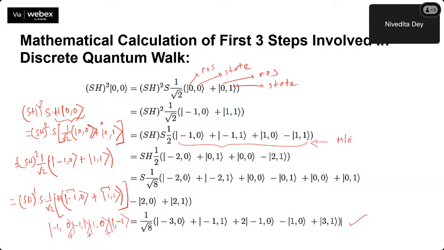Because Hadamard on 0 will give you ket 0 plus ket 1 by root 2, and Hadamard on 1 will give you ket 0 minus ket 1 by root 2. I hope it is clear now that with respect to position, I'm just writing. But because the first bit is for position and the second bit is for the state of the coin, the state will be expanded based on 0 or 1.